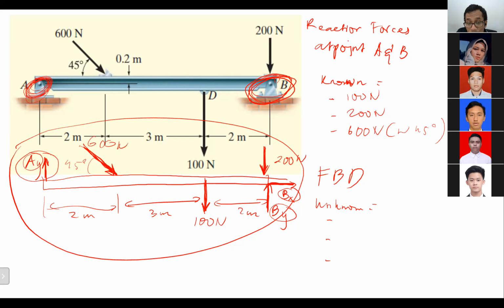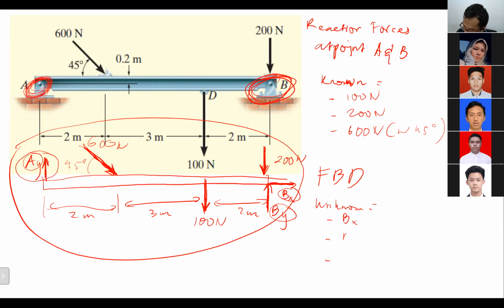That makes Bx and By unknown, because we are yet to calculate them. We do not know the values yet, right? We know the direction. Bx is most likely going to the right or left. By is most likely going up or down. Ay is going up or down. But we have not found the values yet. So we're supposed to list it up.